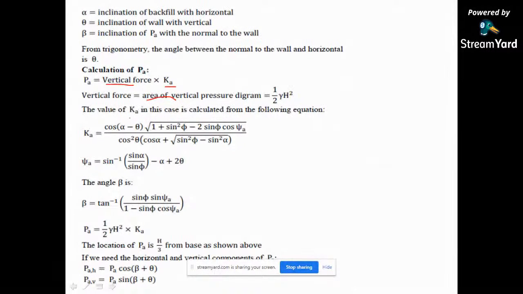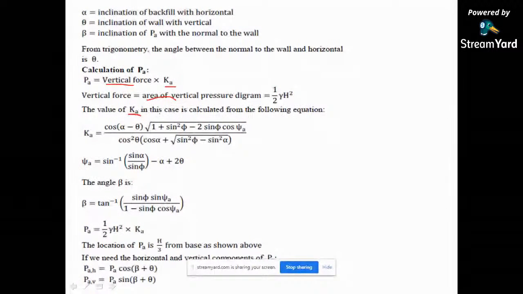Now how will you calculate Ka, the coefficient of active earth pressure? From this formula you are going to calculate Ka. Formulating in a mathematical manner, you will calculate Ka with cos alpha minus theta. All this formulation is done. Then the xi angle is calculated in order to calculate the angle beta. The xi angle is given by this formula: sin inverse of sin alpha upon sin phi, minus alpha plus 2 theta. It is formulated by derivations which are given in the book that you can see. When you get the xi angle, then beta is calculated. Then PA is calculated, half base into height.